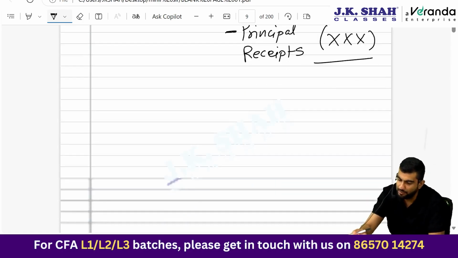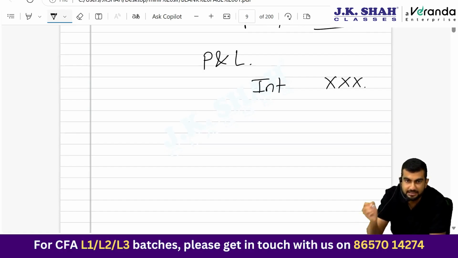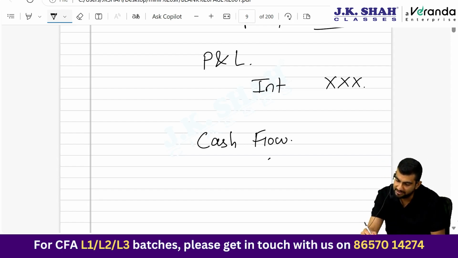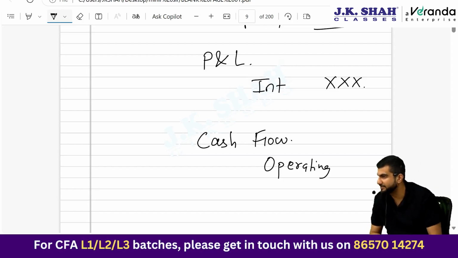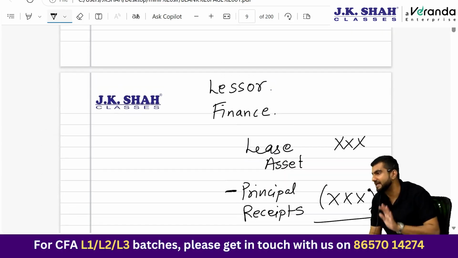Okay. Now when it comes to P&L, what will go in lessor's P&L? Only the interest income will go in lessor's P&L. When it comes to the cash flow statement for the lessor, be it finance or operating lease, it is always operating cash flow. Simple, straightforward treatment. Okay. This was accounting treatment for finance lease.